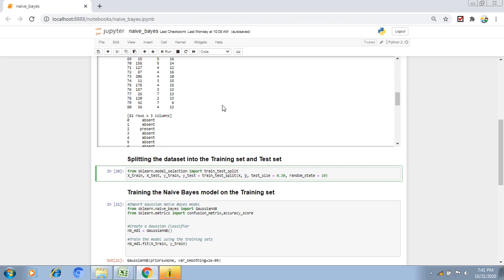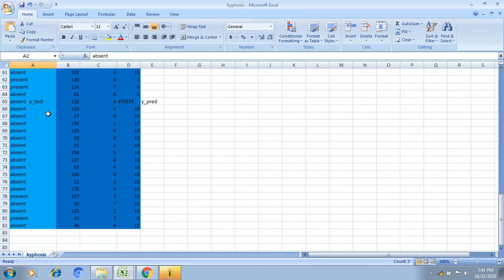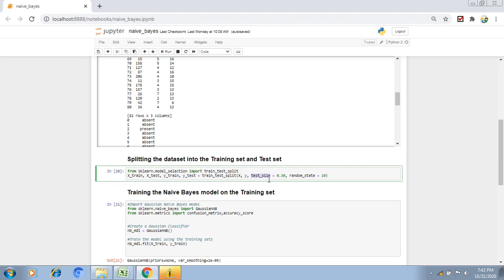Already we defined what is the x and y. I'm passing those two values here. And test size, I am mentioning it here. Already we discussed 70% of the train data and only 30% of the test data. That's why I'm mentioning the same here. Random state, here I'm mentioning 10.